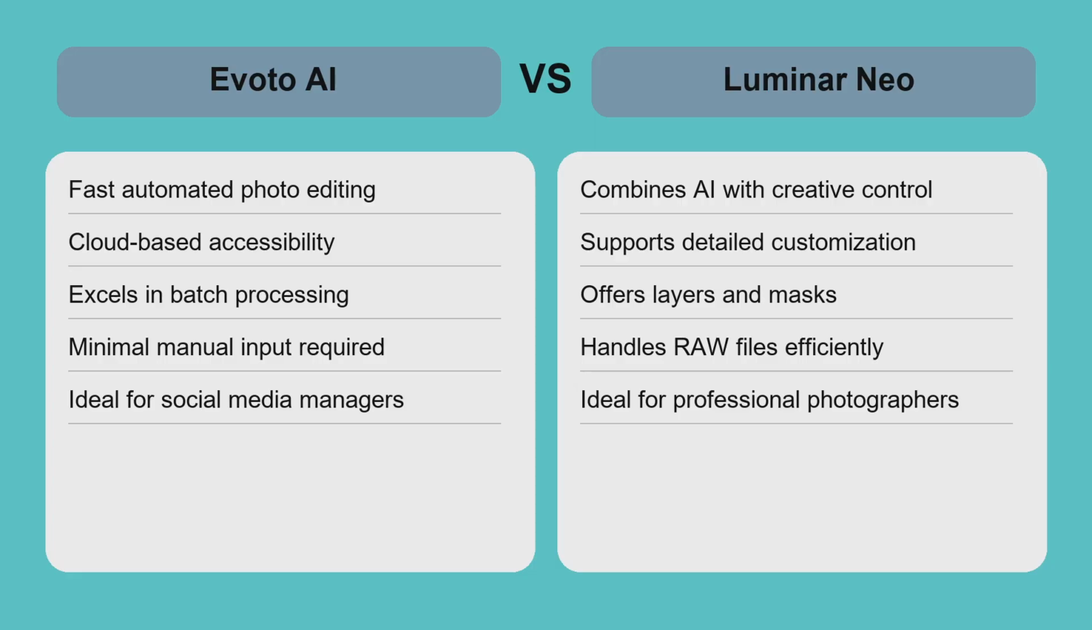While Evoto AI excels in cloud-based accessibility and minimal manual input, Luminar Neo requires local installation and more user involvement but offers richer features like layers and masks. For example, a social media manager needing fast edits would benefit from Evoto AI, whereas a professional photographer aiming for artistic precision would prefer Luminar Neo. Choosing between them depends on whether speed or creative flexibility is your priority.